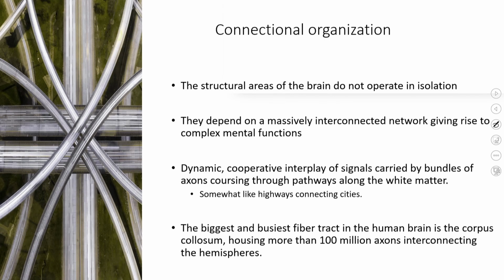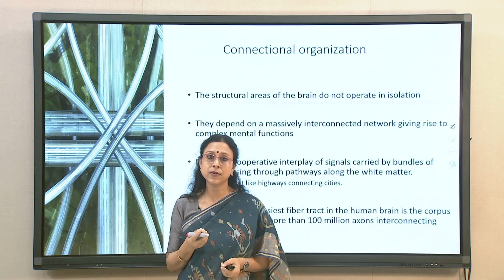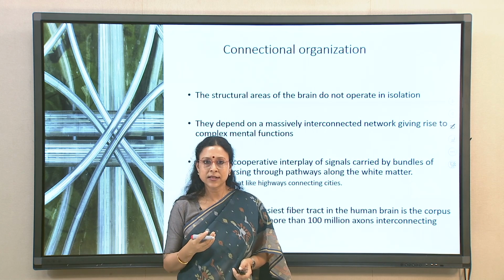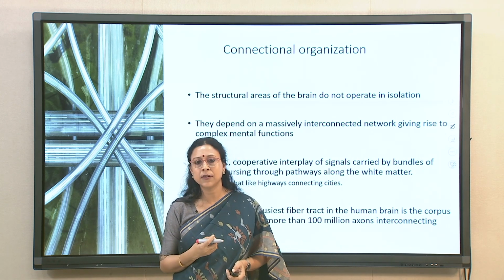Now, we also have something called connectional organization. Not only are there various regions, but we need a connection between one area and another. They need to talk to each other in order to function. For a normal human to function, not only should the visual apparatus work and the auditory apparatus work, but they should also work together. So, connections are very important. The human brain also has some, so to say, highway sort of things, as we will just see. The structural areas of the brain cannot operate in isolation.